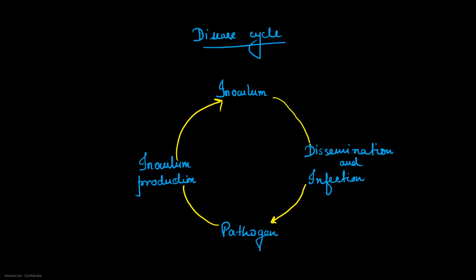The concept is basically very simple. The inoculum gets disseminated and it spreads infection. Then the pathogen again produces inoculum in the body where it propagates, multiplies, grows and lives. All right.